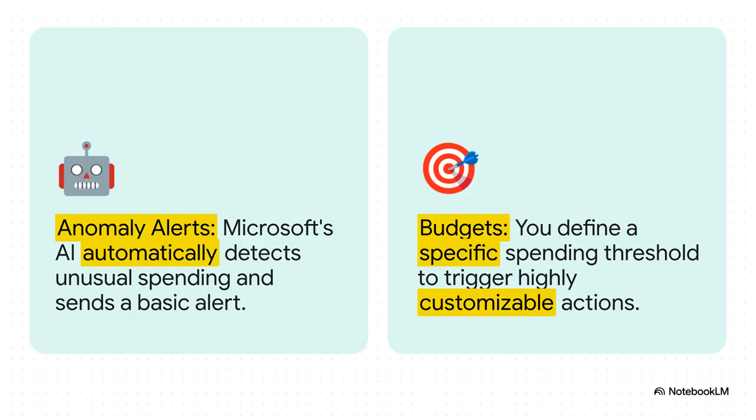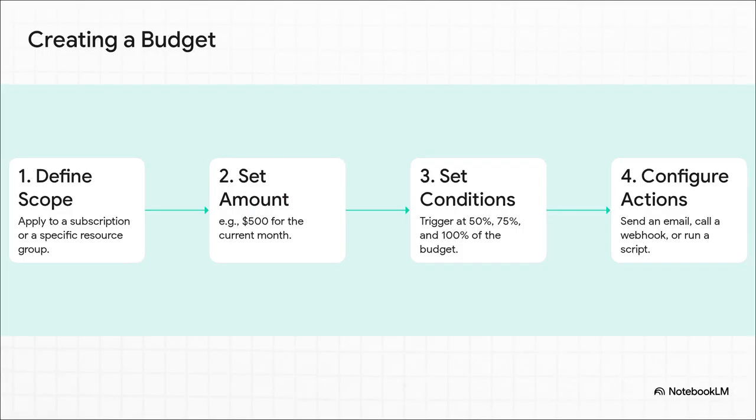You define the spending limits, you set the rules, and you decide exactly what happens when you get close to those limits. Setting up a budget is super straightforward. Just 4 quick steps. You pick what it covers, like a subscription or just one resource group, and set the amount. But the real magic, the really cool part, is in the last 2 steps. You can set it to warn you as you get close, like at 50%, and then again at 75%.